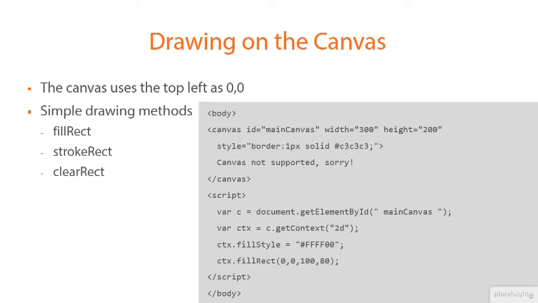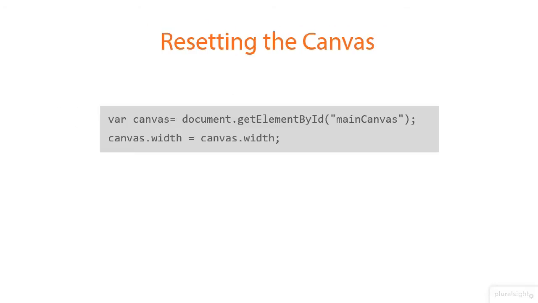Another method is the strokeRect method, which draws a rectangle with just a stroke and no fill. The clearRect method clears a rectangular part of the canvas. Now, while the clearRect method can be used to clear contents, in some occasions we may want to clear the entire canvas. There's a little shortcut to do that, and that is setting the width of the canvas equal to, well, the width of the canvas, as you can see here on the slide.